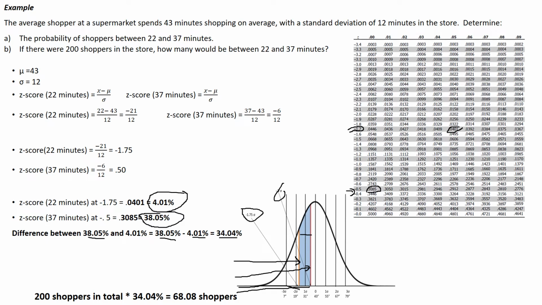So 34.04% are shopping between 22 and 37 minutes when we have a mean of 43 minutes and a standard deviation of 12 minutes. Then I asked, well, how many shoppers is that between 22 and 37 minutes? We had 200 shoppers in the store. I simply multiply 200 shoppers, which is my total population, times 0.3404, that number we found, and I get 68.8, so it'd be about 68 shoppers.